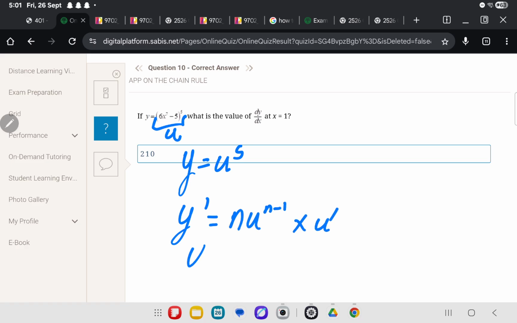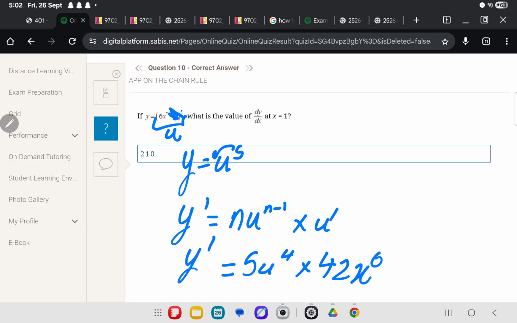This is the best demonstration I could possibly show you, right? First I'm going to derive what's on the outside, so y equals u to the power of 5. I take the 5 down, 5u, then subtract 1 from 5, 4, times u prime. Then I'm going to derive what's on the inside. My u is 6x to the power of 7 minus 5. This negative 5 will differentiate to a 0, so I'm going to ignore this. 6x to the power of 7, take the 7 down. 6 times 7, 42, x to the power of 7 minus 1, 6. This is my derivative.